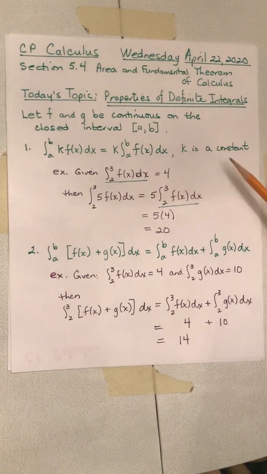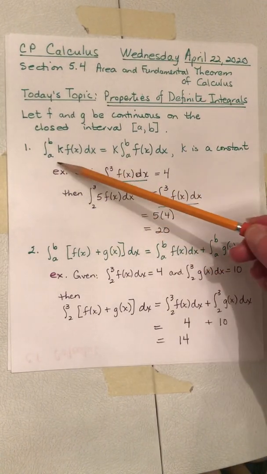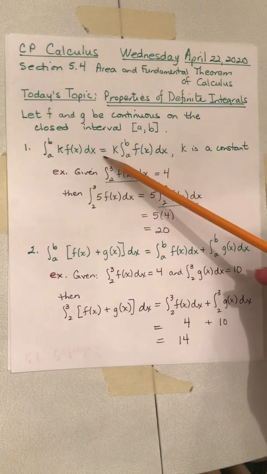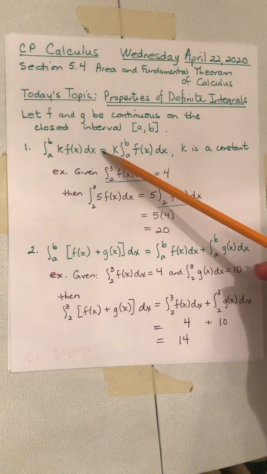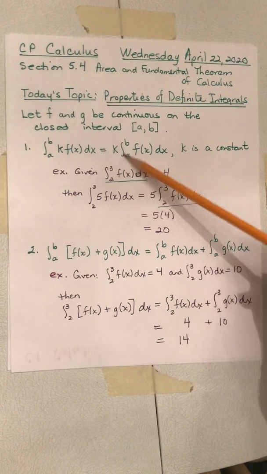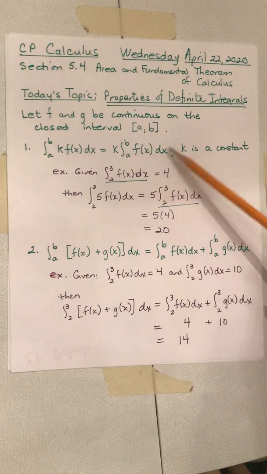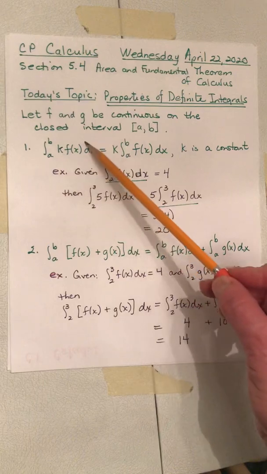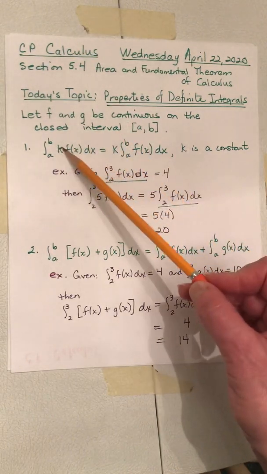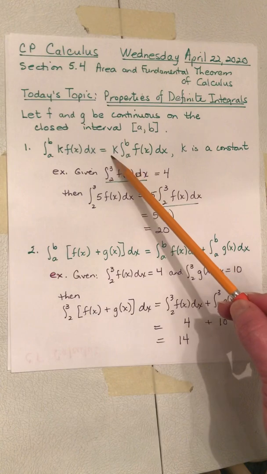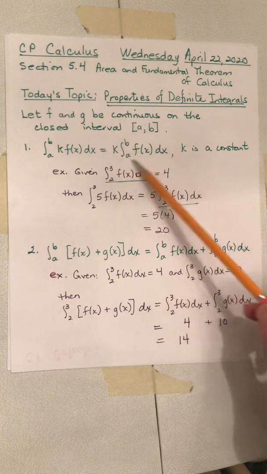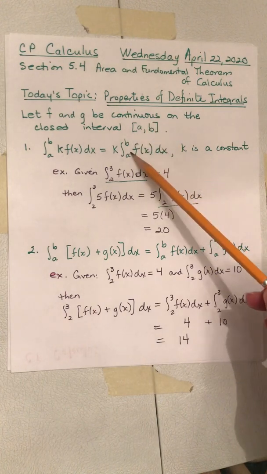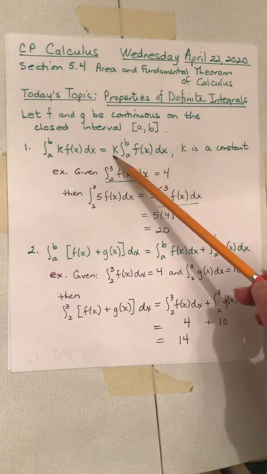Our first property is the integral from a to b of k times f of x dx is equal to, or the same thing as, k times the integral from a to b of f of x dx, where k is a constant, a numerical value. So if you're multiplying a function by a number, you can take that number and put it right in front of the integral. Then you could find the antiderivative and do our definite integral, plug in the b, plug in the a, and subtract, and then multiply by k.